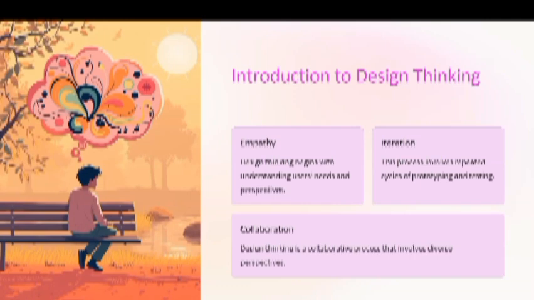In empathy, design thinking begins with understanding users' needs and perspectives. In iterations, this process involves repeated cycles of prototyping and testing. In collaboration, design thinking is a collaborative process that involves diverse perspectives. So, we have 5 stages of design thinking, in which the first stage is empathize.